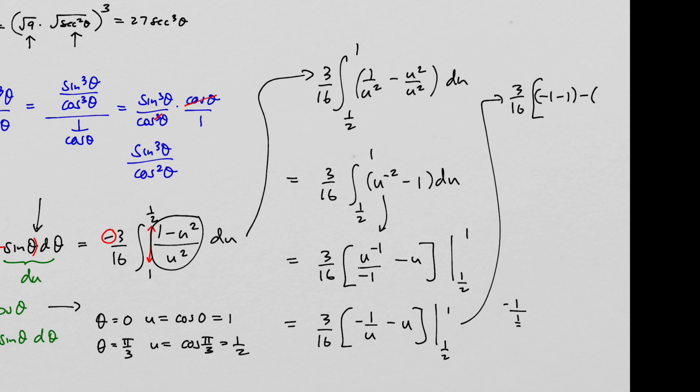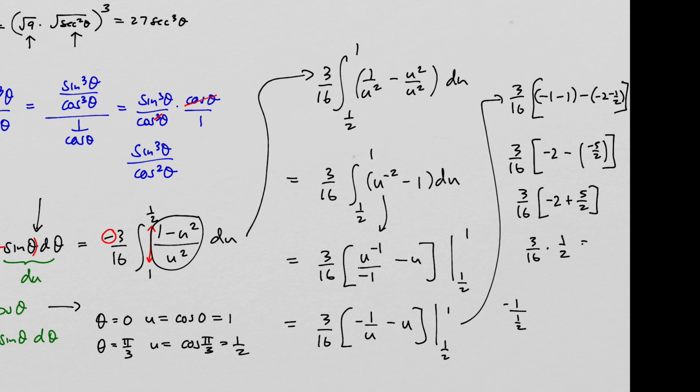negative 1 over 1/2 is negative 2. And when you plug in 1/2 into the second part, you get minus 1/2. So we have 3/16 times negative 2 minus negative 5 over 2. So this is 3/16 times negative 2 plus 5 over 2, which is 3/16 times 1/2, which ends up giving us 3 over 32.